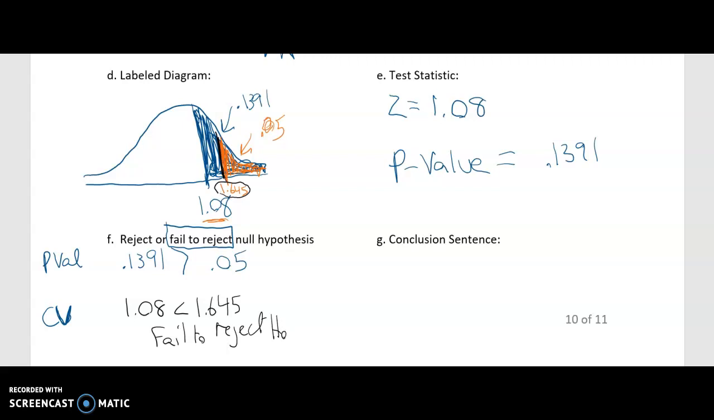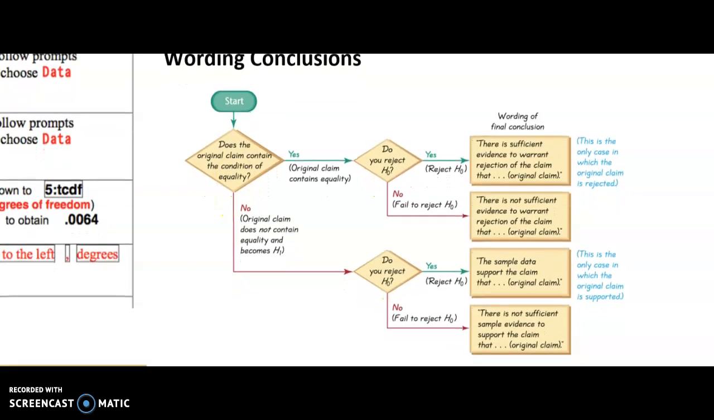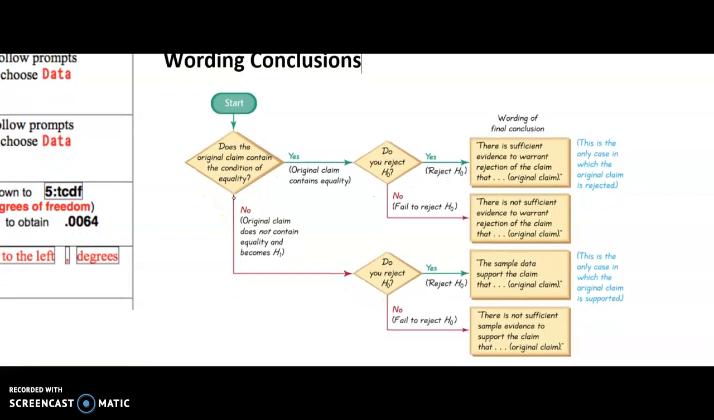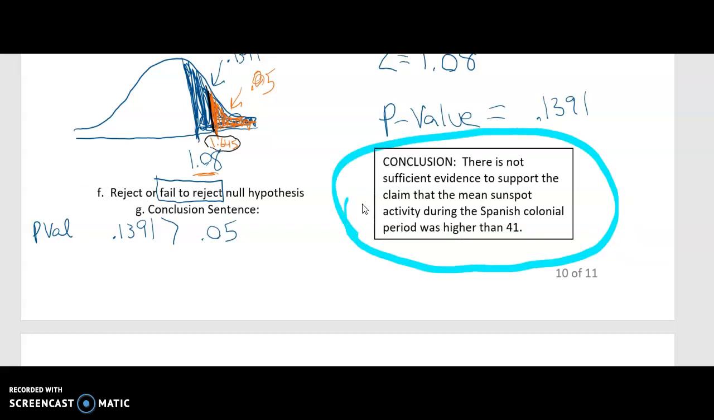Go to page 2 and look at the table. So our original claim had a greater than sign. That means it did not include equality, because it was just a greater than sign. So we're going to follow that along. And then we failed to reject, so there's a no. So we're going to be using, there is not sufficient sample evidence to support the claim that, and then we'll type in our original claim. So we had no equality, and we failed to reject, leading us to our phrase we have here. So our conclusion is that there's not sufficient evidence to support the claim that the mean sunspot activity during the Spanish colonial period was higher than 41.